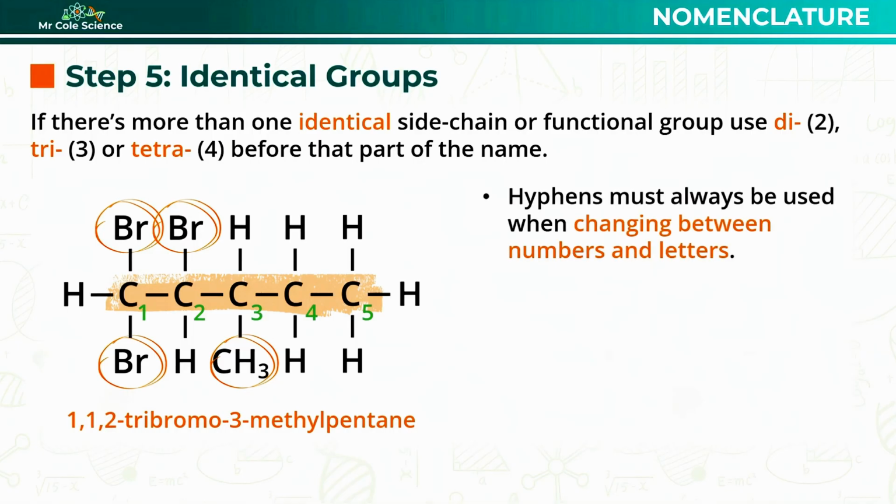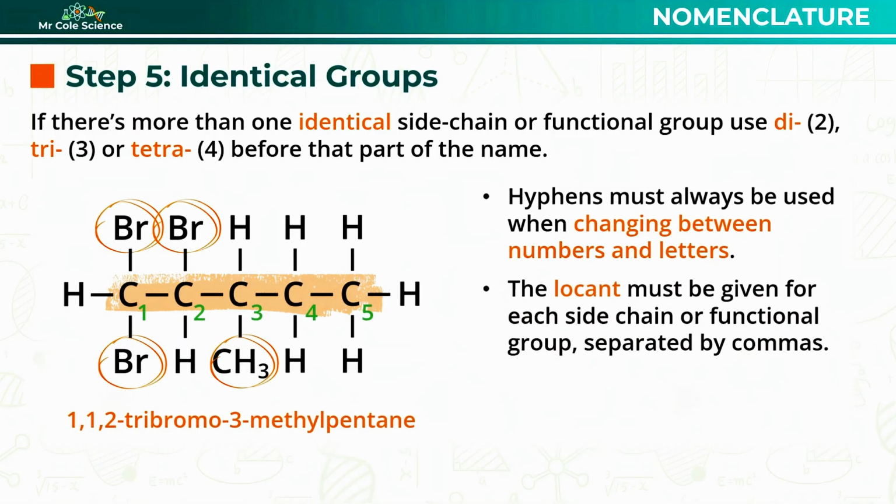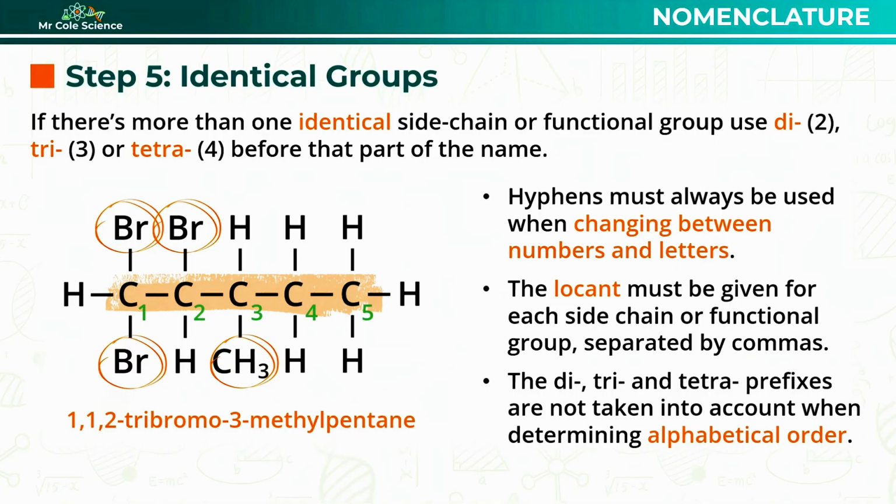Firstly, whenever you're changing from letters to numbers or numbers to letters, you must always include a hyphen. Secondly, the locant must be given for each side chain or additional functional group. I've given the locants for each of the 3 bromine atoms as well as the locant for the methyl group. And lastly, notice how the tri prefix for the bromines hasn't impacted my ordering. It's the B and M that I'm comparing, not the T and the M.